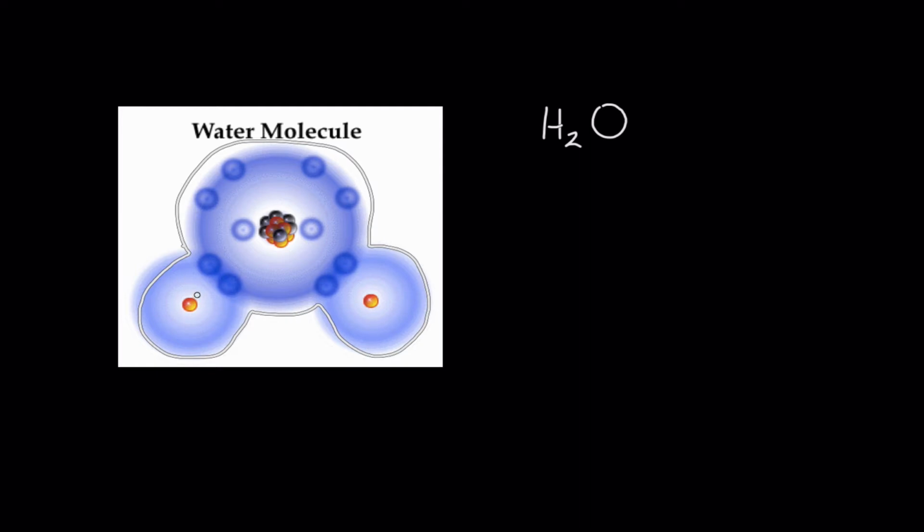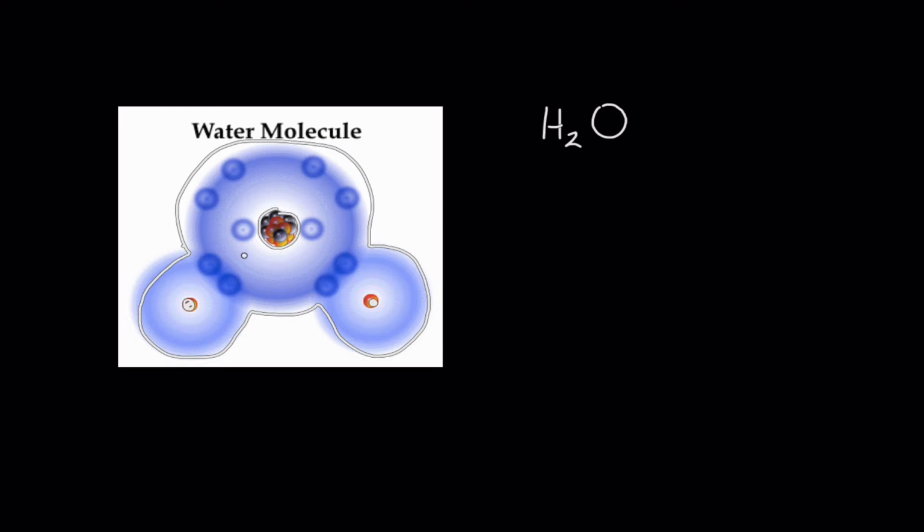Now, each of these hydrogens has a nucleus, represented here with these red spheres. And of course, there's only a single proton in each hydrogen. And the oxygen nucleus is massive by comparison. It's got a bunch of protons and neutrons here, and each is surrounded by electrons.